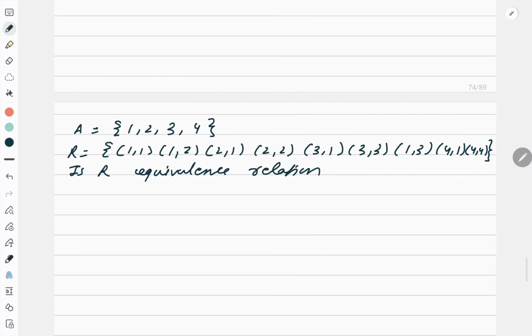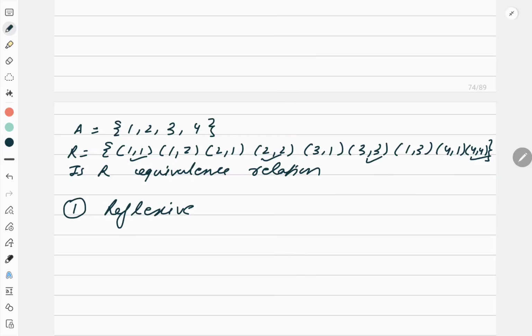Again, there is a set and they have asked me to check whether it is an equivalence relation. So now all of you pause it and do it yourself and then check. So first I am checking reflexive. So (1,1) is there, (2,2) is there, (3,3) is there, and (4,4). So yes, it is reflexive. Okay.